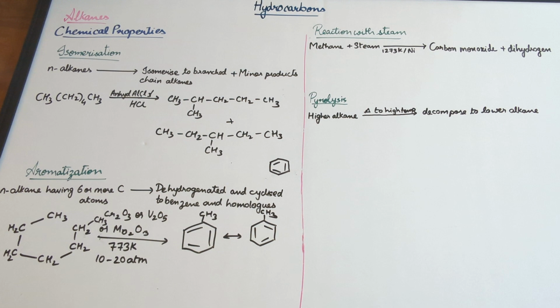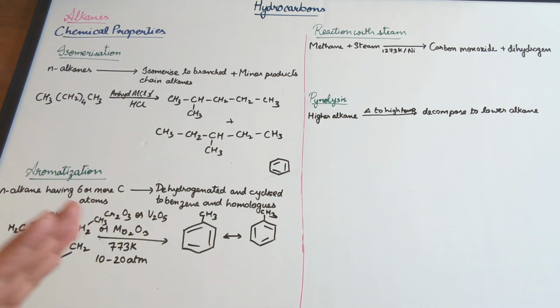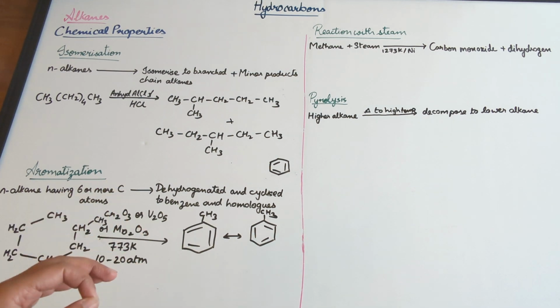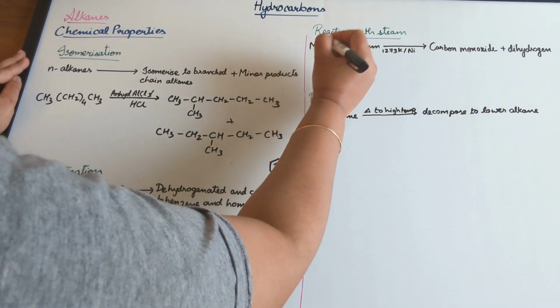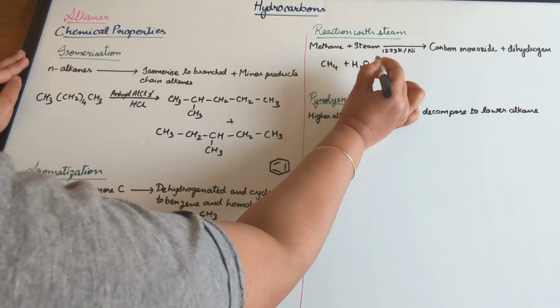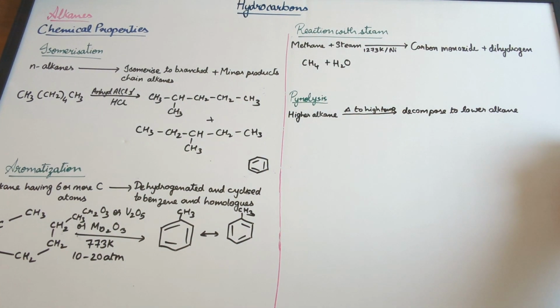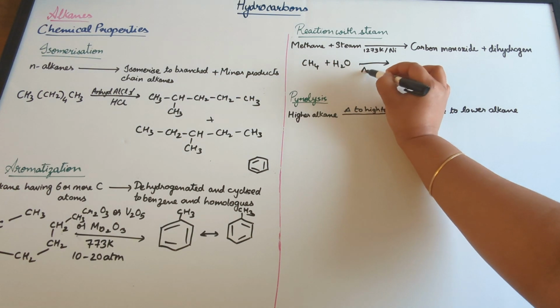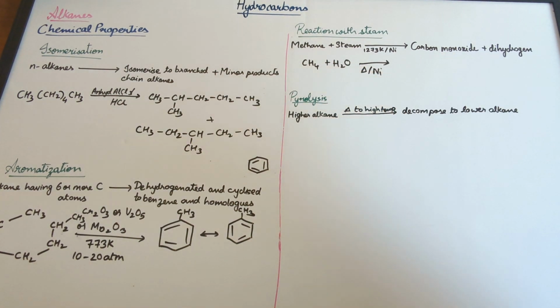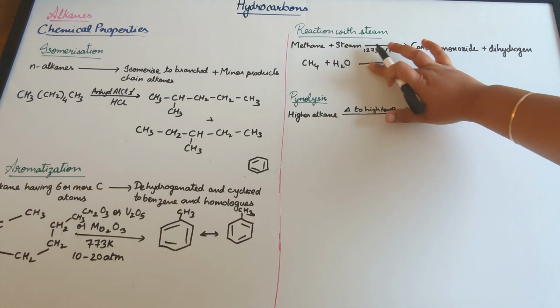Over here, as is obvious, methane, which is an alkane, reacts with steam at 1273 Kelvin in the presence of nickel as a catalyst to give us carbon monoxide and dihydrogen. So let's write the reaction. Methane is going to be CH4. Steam is nothing but water. This particular reaction takes place in the presence of a catalyst and heat. So heat and nickel, which is the catalyst. I'm sorry, I shouldn't write it like this. Okay, one minute.